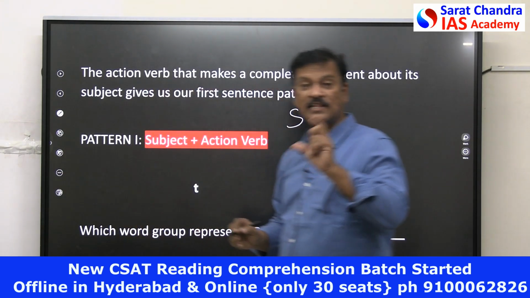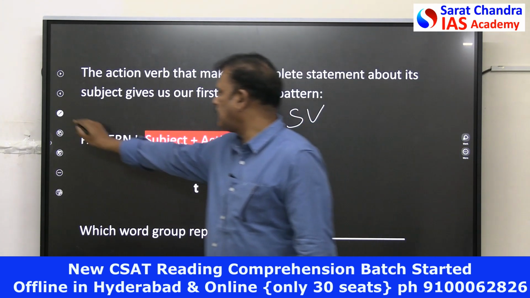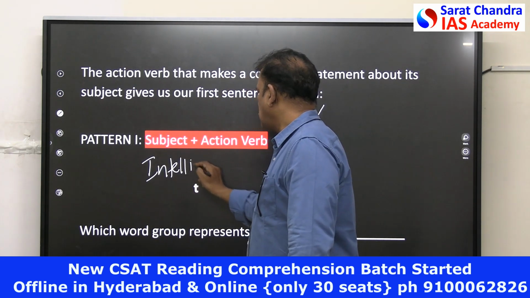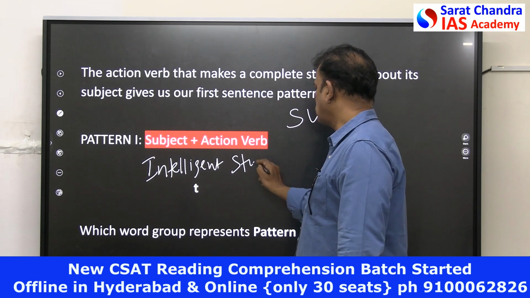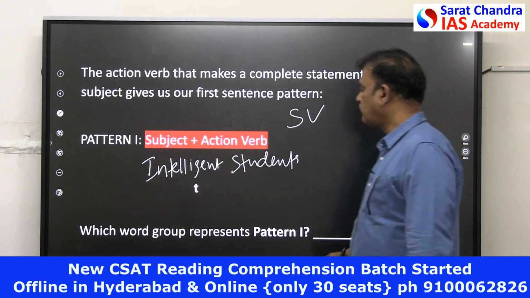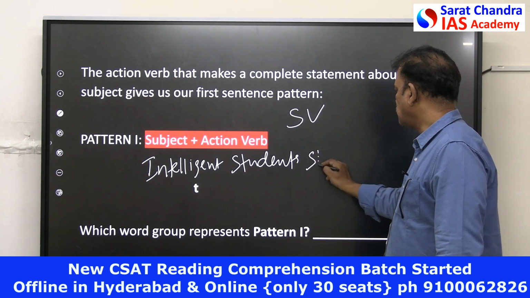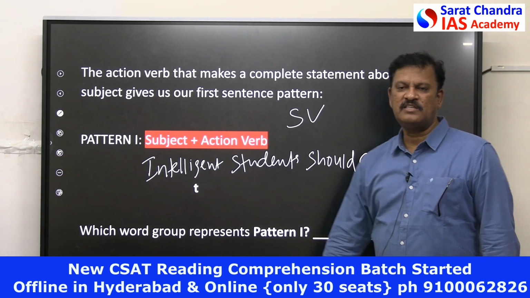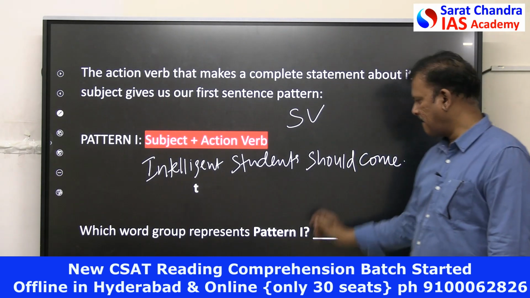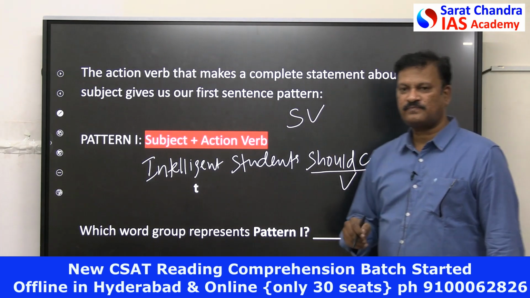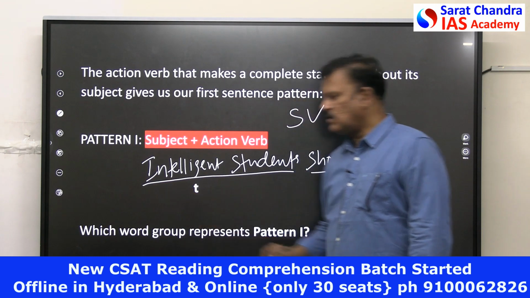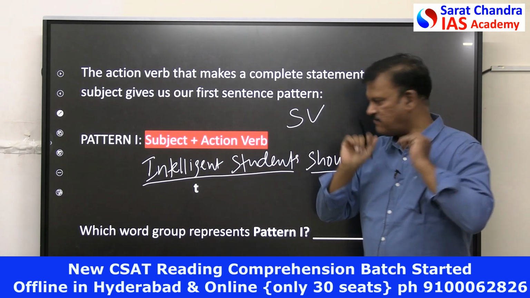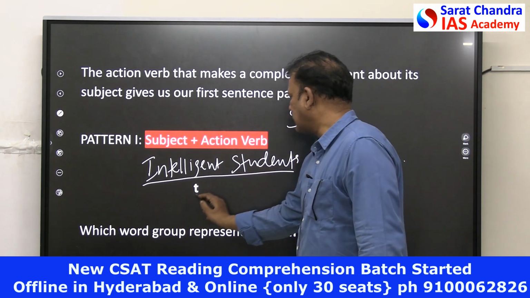Now, the interesting point is, I can give extra information in another way also. Let me give one sentence here. Intelligent students should come. Tell me where is the verb? How many words are there as verb? Yes, you're right. Now tell me who is our hero? Now this one is extra information. Fine. Now I can also give extra information like this.